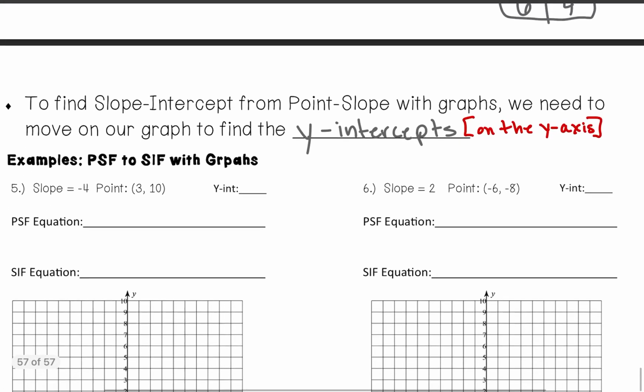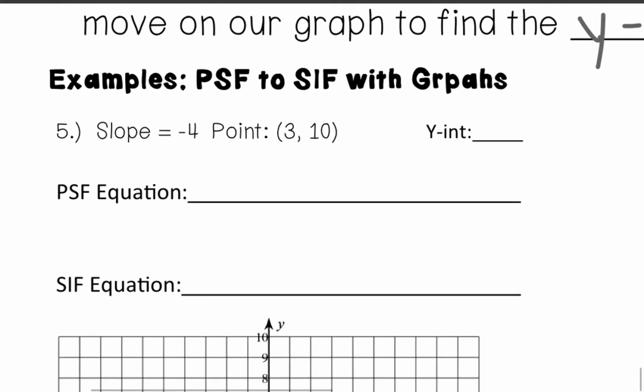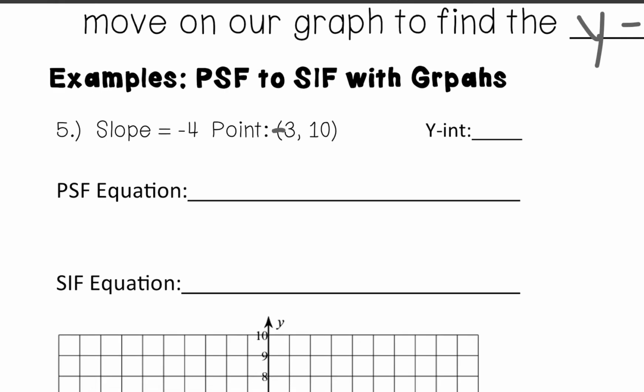Okay, next up, this is a little faster. To find slope intercept from point slope with graphs, we need to move our graphs till we find the y-intercept, which is on the y-axis. A couple of these I made a boo-boo. Looking at number 5 here, this should say negative 3. That was a boo-boo on my part.